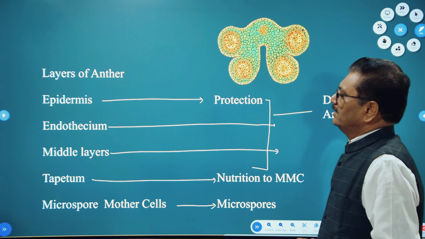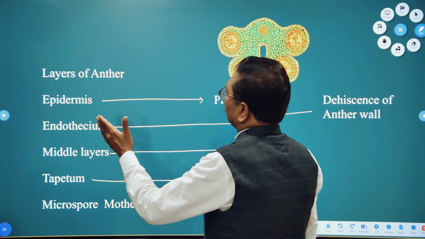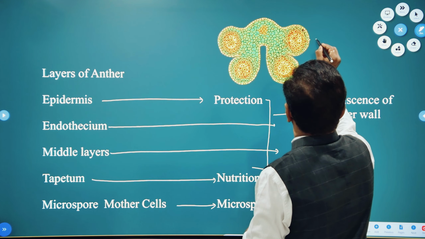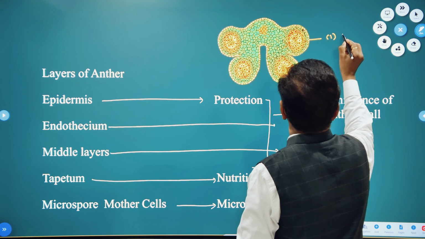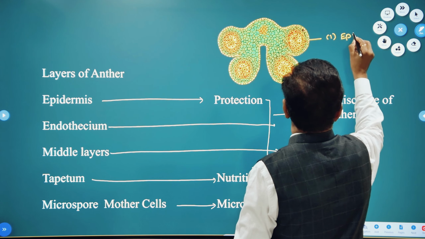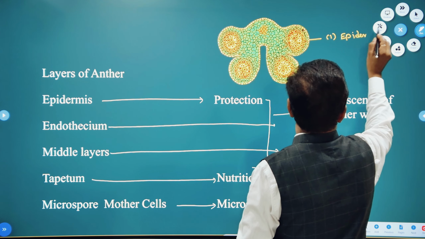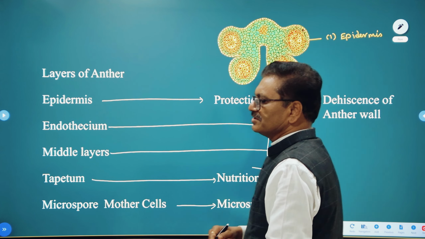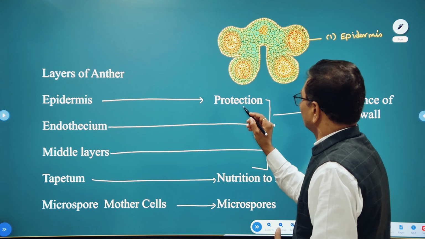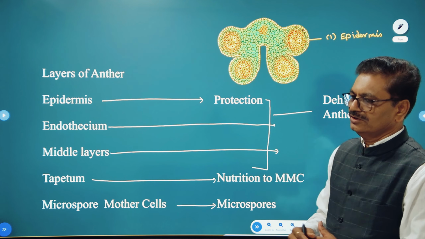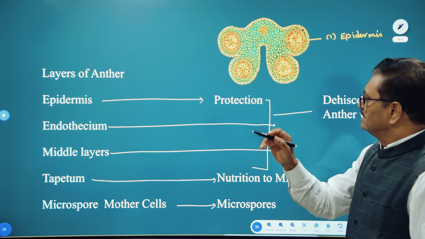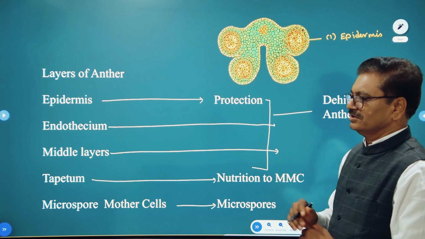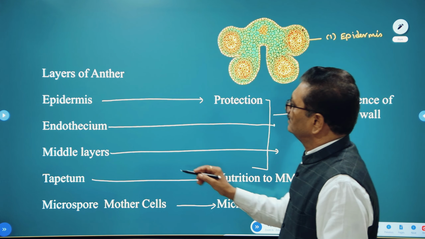Okay. Now if you see the layers of the anther, the epidermis is the outermost layer. This outermost one, number 1, is the epidermis. What is the function of the epidermis? The epidermis is protective in function. It gives protection to the inner cells, the microspore cells, and the inner tissue. Then there are what?